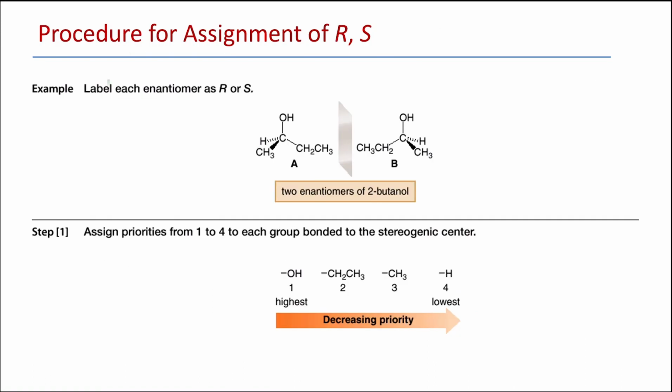So the procedure for assigning the R and S configuration: first, in order to label our enantiomer as R or S, the first thing we need to do is assign the priority from 1 to 4.